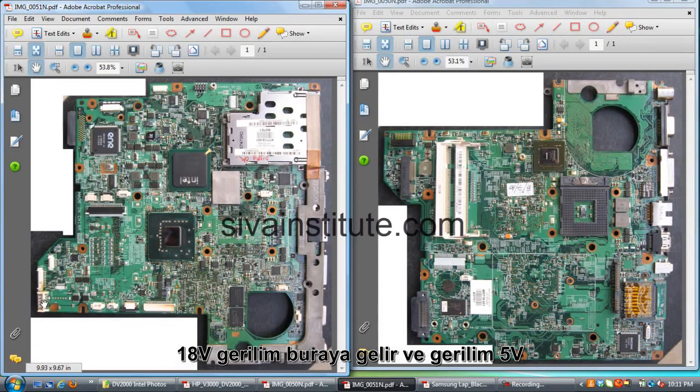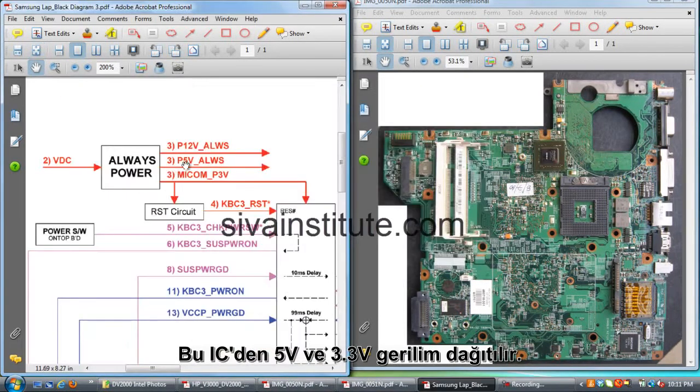This voltage, 18 volts, goes to this 5 volts and 3.3 volts IC. This is the battery connector. From this connector 12 volts DC comes to this IC. This is the 5 volts and 3.3 volts regulator IC. This voltage releases 5 volts and 3.3 volts.